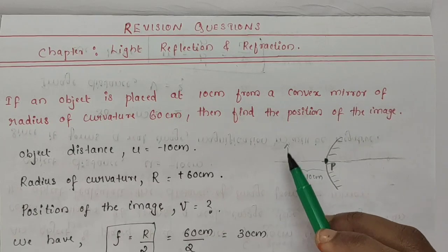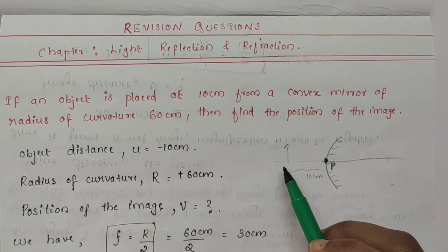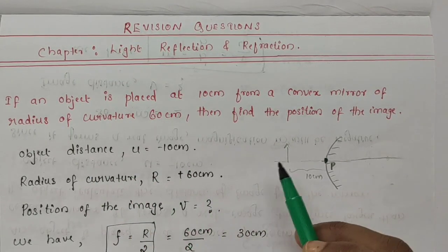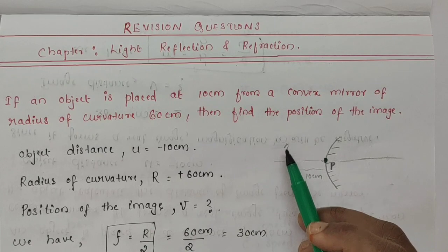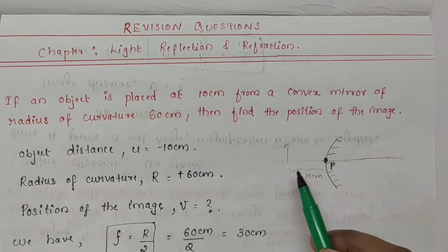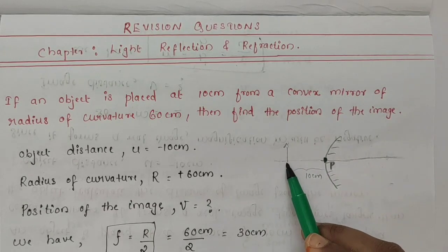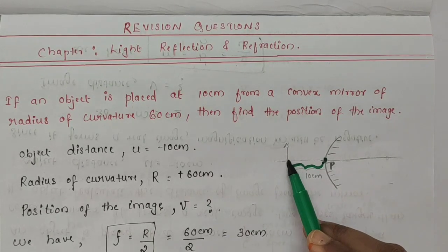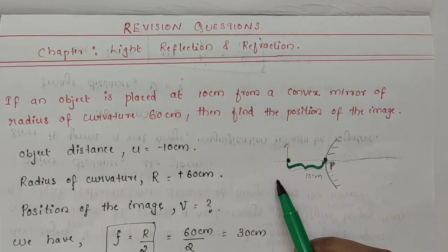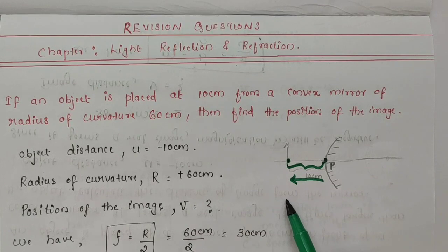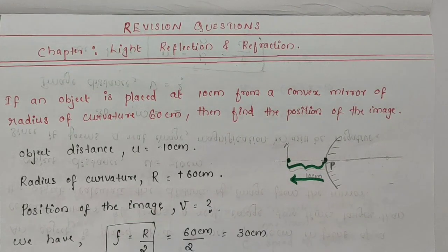So here an object is placed at 10 cm from a convex mirror. The object distance u can be taken as minus 10 cm, because the object is kept in front of the mirror. The object distance is measured from the pole to the point where the object is kept, to the left-hand side, so it is taken as negative. So object distance u is equal to minus 10 cm. That minus comes from the sign convention.